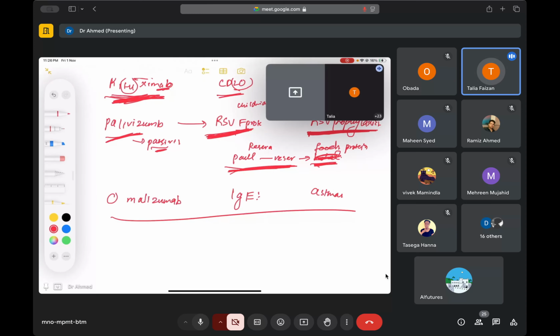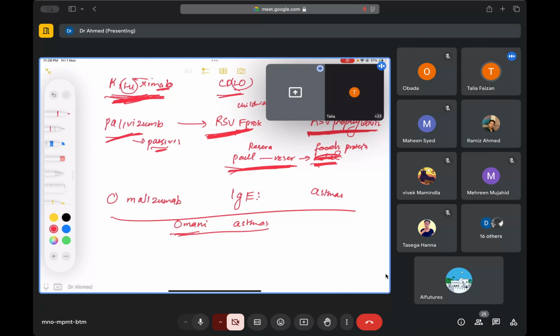So we can say that from Oman, we get asthma in Oman. Okay, so asthma, wherever it is asthma, it's related to IgE antibody, and Oman goes for omalizumab. Omani people have asthma.